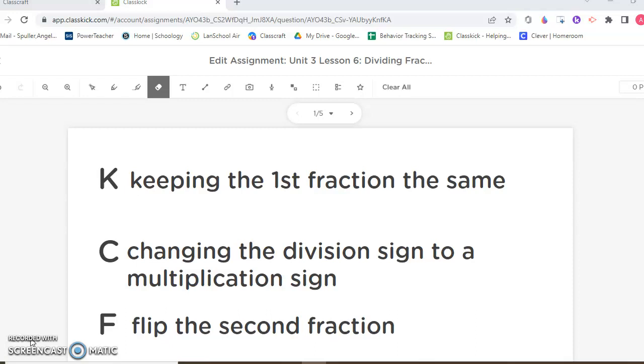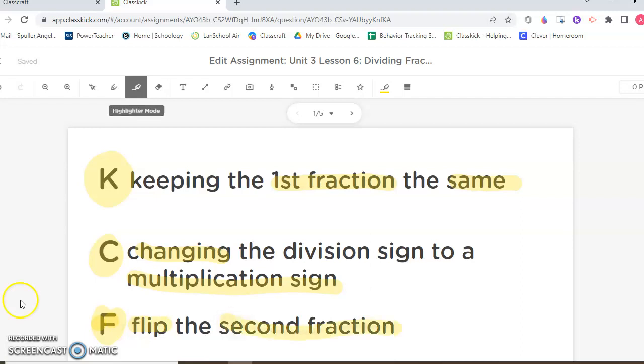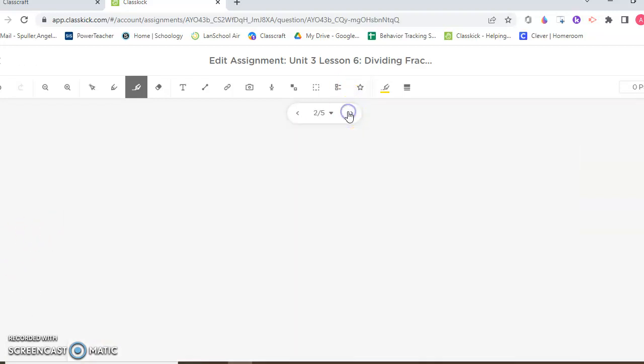The first one is K, keeping the first fraction the same, okay? Then C means changing to a multiplication sign. So we're going to change it from division to multiplication. And then F. So KCF, not KFC, but KCF, flip the second fraction. Okay? All right. Let me show you how this works.